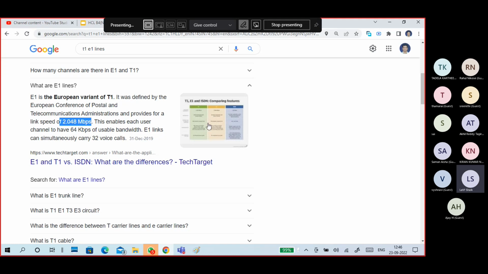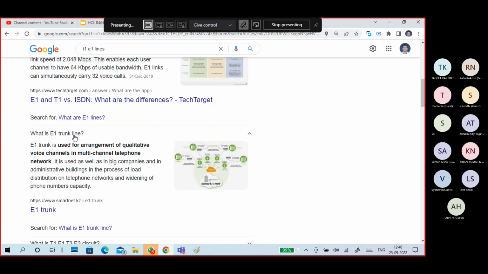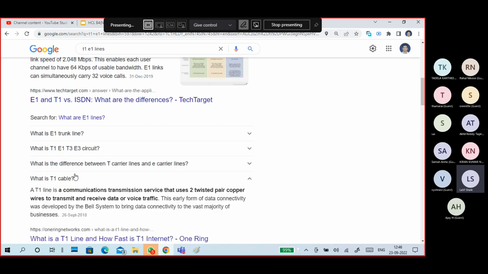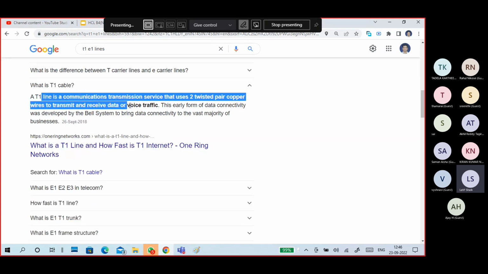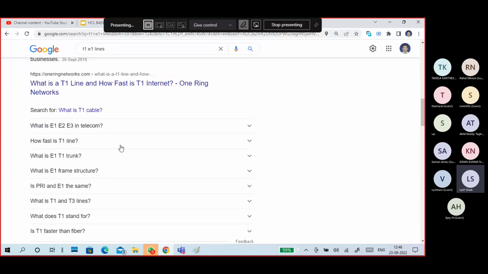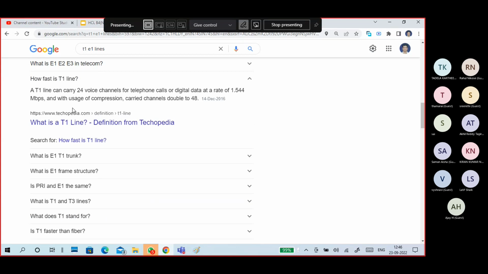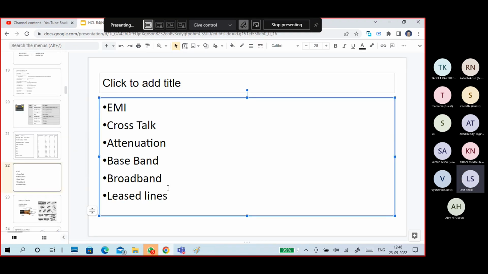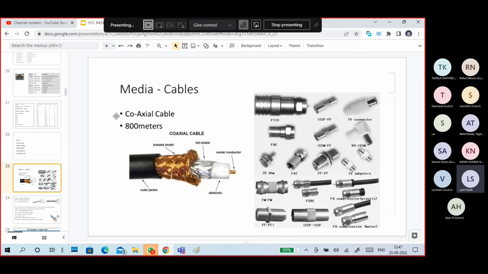This is again E1. Then T1 type of communication, it is not showing here, but it is 1.544 megabits per second. It is also a connection type. I'm telling you this not to confuse you guys, just so you know what it is. But we will go to the cables directly.